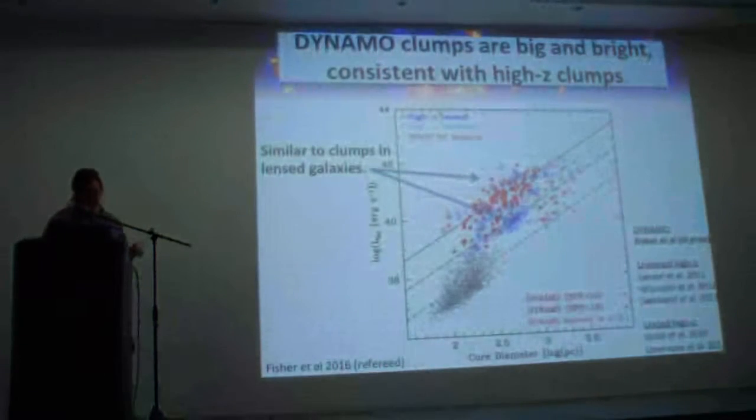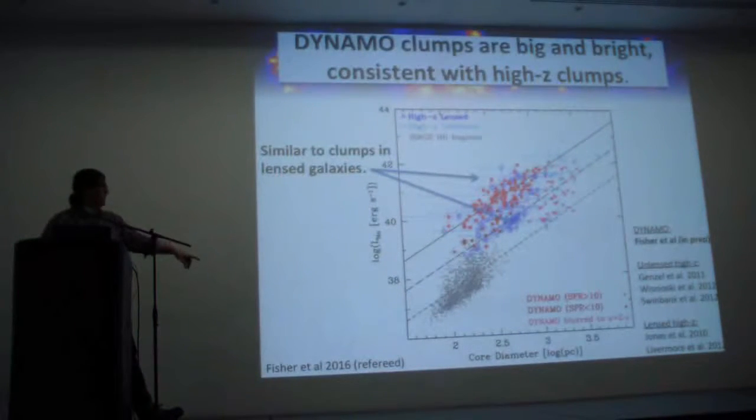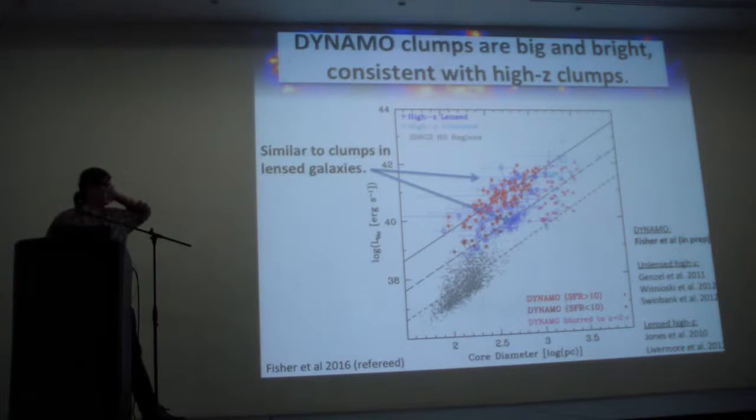And we can measure the sizes and luminosities of individual clumps, and that's what I'm showing you here. We have H-alpha luminosity versus core diameter. DYNAMO galaxies are the red points, and then gray would be nearby galaxies, just H2 regions, and they're a couple orders of magnitude brighter and larger than a typical H2 region. Our sizes of DYNAMO clumps are pretty consistent with what you get in lensed galaxy surveys, and those are the blue points for the lensed galaxies. So the takeaway from this figure would be that the characteristic size of clumps from multiple different groups all seems to range from 100 parsecs to maybe half a kiloparsec in size.